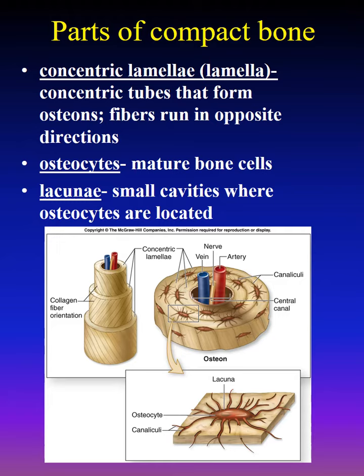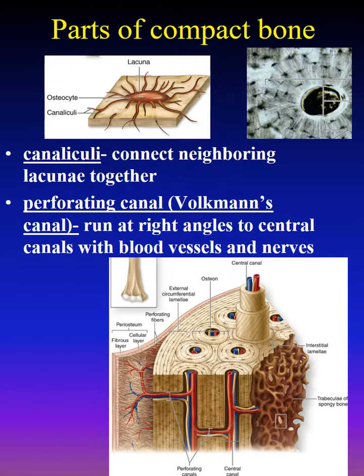The osteocytes, again, are the mature bone cells, and these are found within the lacunae between adjacent concentric lamellae. The canaliculi are interconnecting channels within bone, and they provide the nutrients, minerals, gases, and waste that travel through passageways between the central canal and all the different osteocytes.